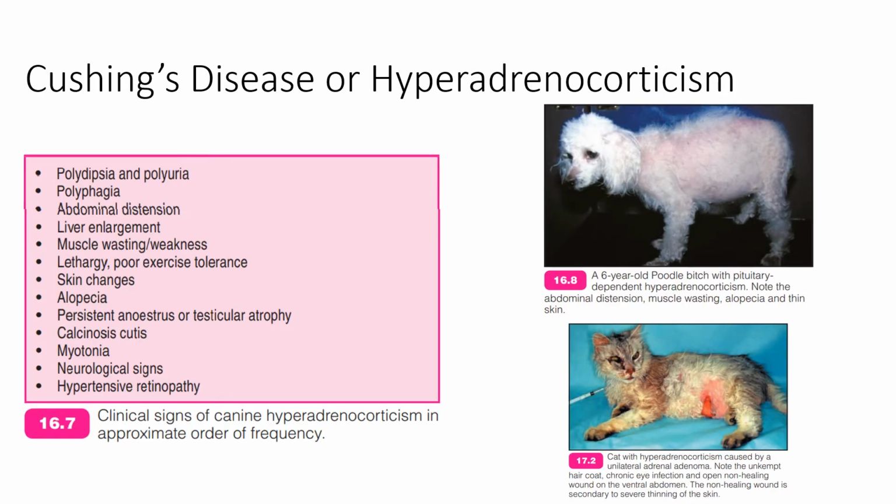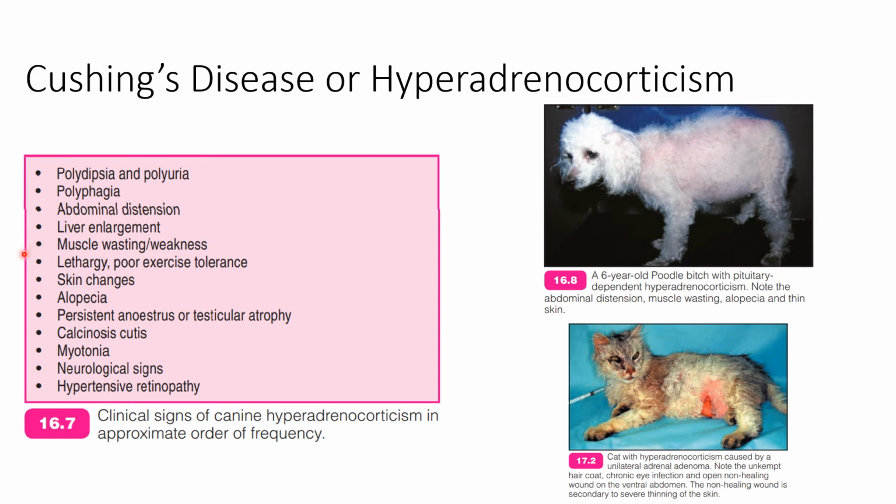In contrast, your hyperadrenocorticism is otherwise known as your Cushing's disease. There are specific signs to it. Similar to other endocrine problems, again, PUPD is seen. And in this particular case, there is a pot-bellied effect in dogs. As you see here, there's abdominal distension. Liver enlargement could also be seen due to, again, overstimulation of gluconeogenesis and other functions.